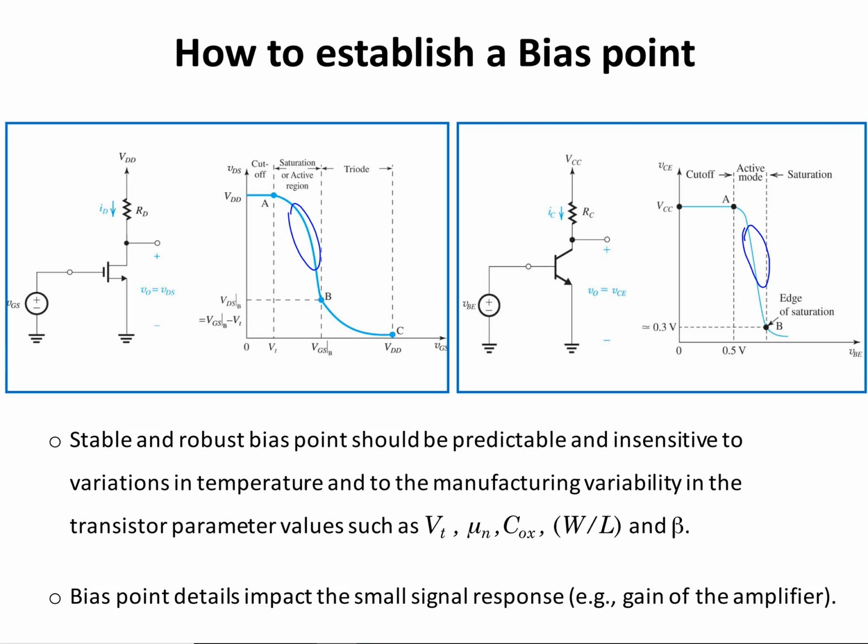So a stable and robust bias point should be predictable and insensitive to variations in temperature and to the manufacturing variability in the transistor parameter values, such as Vt, mu n, C ox, W over L, and beta for the case of BJT. And bias point details impact the small signal response, like the voltage gain of the amplifier. So an essential step in the design of a transistor amplifier is the establishment of an appropriate DC operating point for the transistor. This is called biasing or bias design.